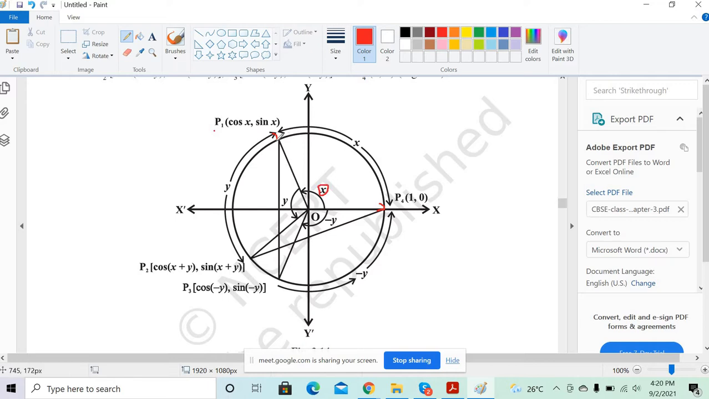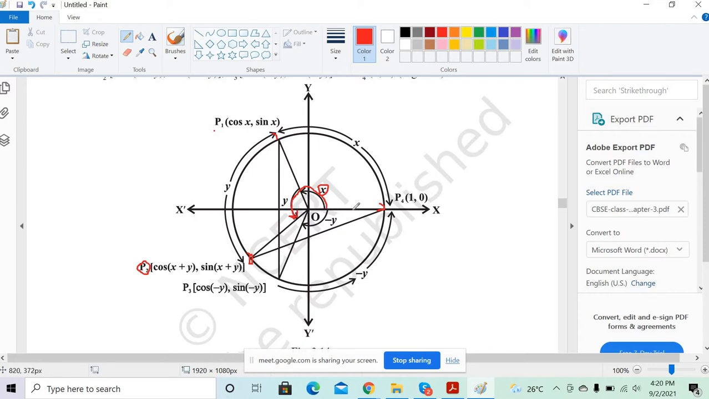From here, you went to the P2 part. This point is P2, correct? What is the angle here? This angle is Y. So this total angle will be equal to how much? X plus Y? Yes, sir. X plus Y. Excellent, correct?